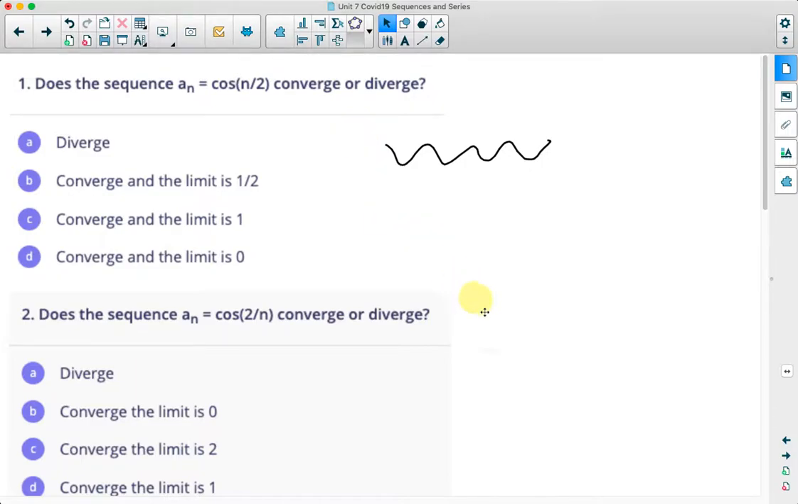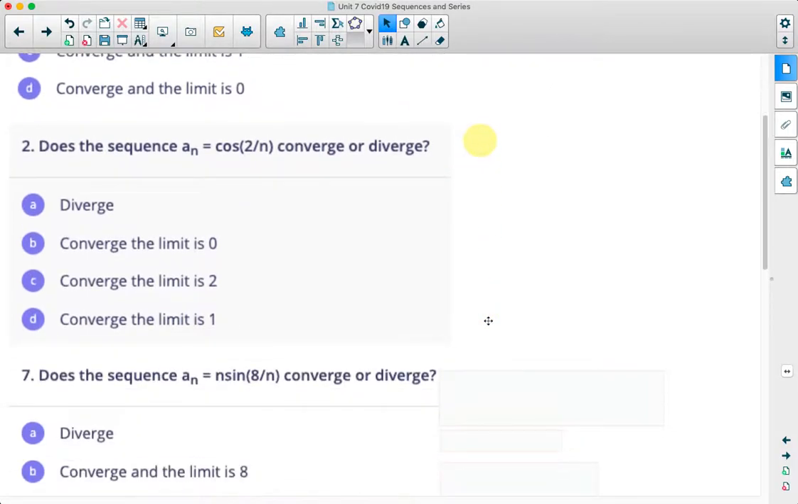Let's take a look at number 2. Number 2 looks very similar, but the difference here is now we're talking about cosine of 2 over n. So what happens to 2 over n as n gets really large? Well, it gets really small. In fact, the 2 over n in here is shrinking to 0. And the cosine of 0 is 1, and that's the convergence for this particular sequence.